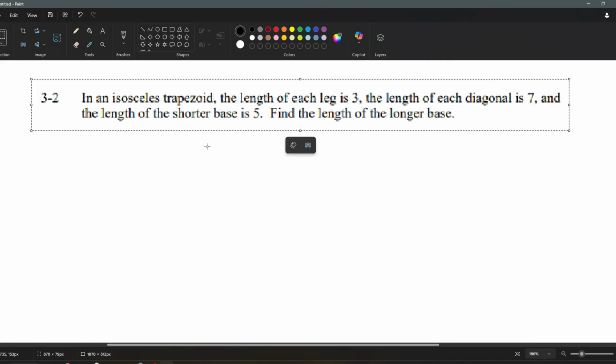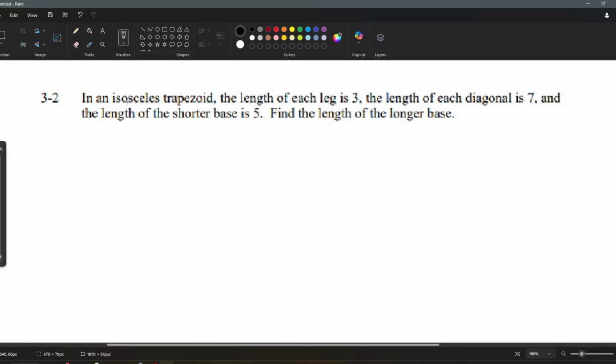Okay, let's start with, um, day 9? Yeah, I think it's day 9. Okay, in an isosceles trapezoid, the length of each leg is 3, the length of each diagonal is 7, and the length of the shorter base is 5. Find the length of the longer base.